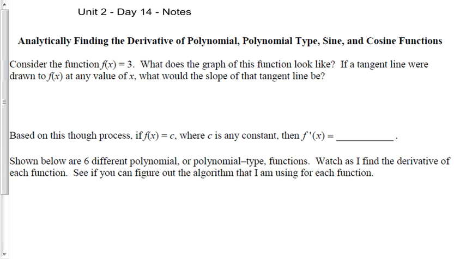Okay, welcome to the Unit 2, Day 14 notes. We're looking to analytically find the derivative of polynomial type, sine and cosine functions. So, the first example, consider the function f of x equals 3.